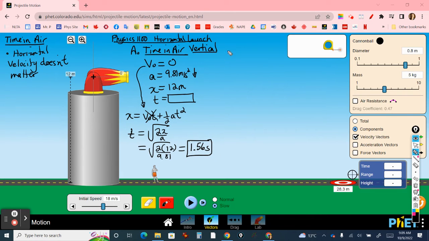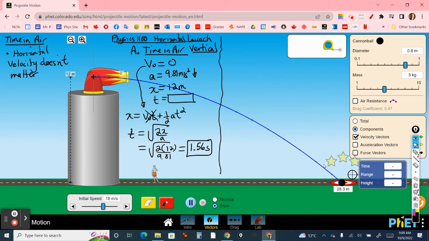So I've done this beforehand. Now I know how many seconds that projectile is going to be in the air. Let's just verify that. So, fire. Oh, I have it on pause. There we go. And now I can put my tool over and there you go, 1.56 seconds. So that's how many seconds it's in the air.